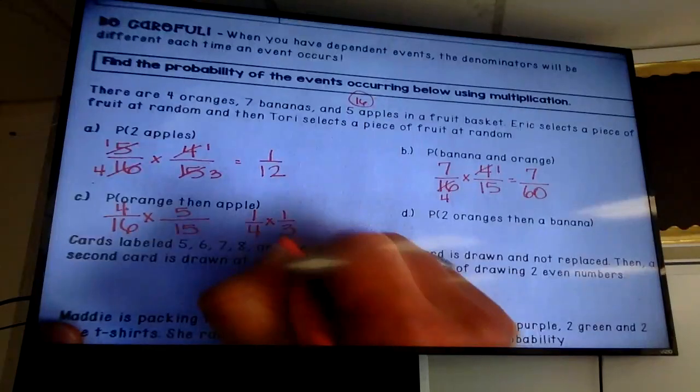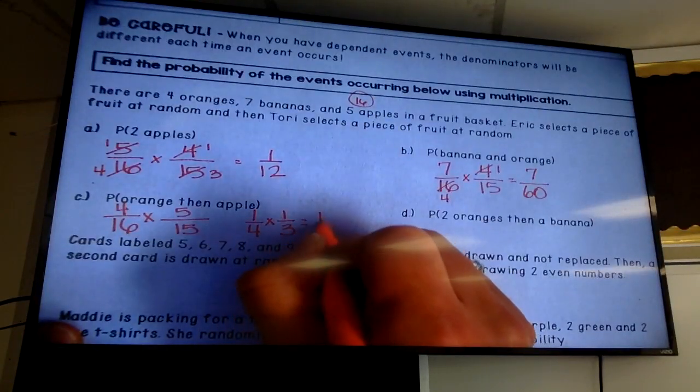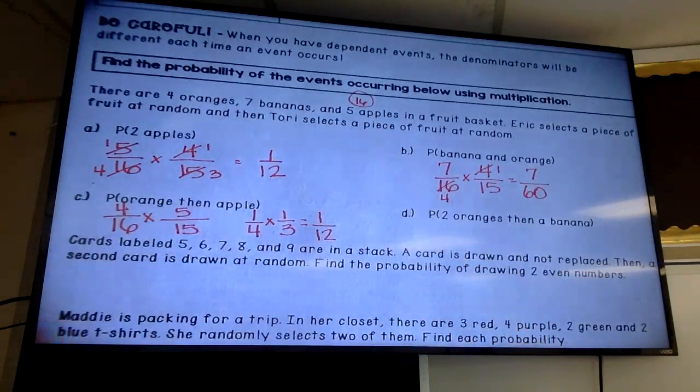So I'm going to rewrite this problem right here because it makes it easier for me to multiply and find out there's a 1 in 12 chance that someone's going to choose an orange and then someone's going to choose an apple. And then finally, the probability of 2 oranges and then a banana.